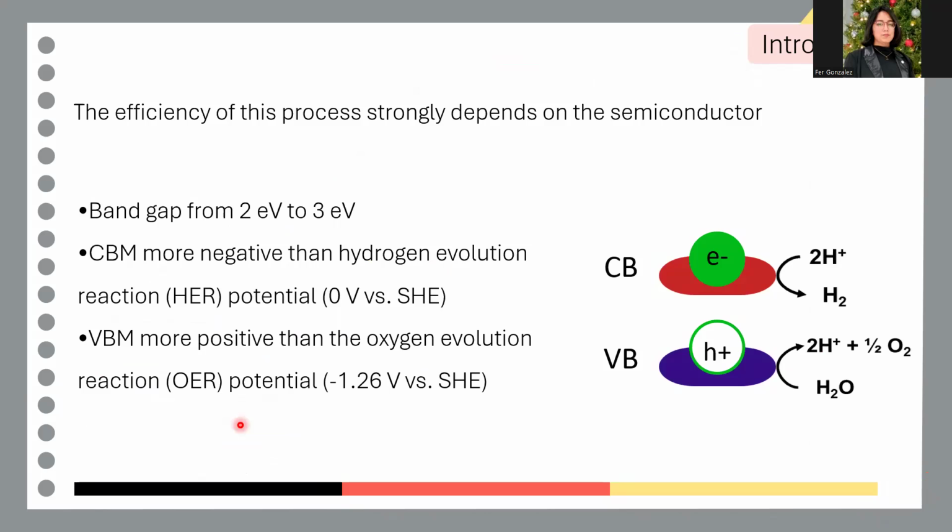The efficiency of the process strongly depends on the semiconductor. Because it works as a working electrode, a band gap from 2 to 3 electron volts is needed, with a conduction band minimum more negative than the hydrogen evolution reaction potential, and the valence band maximum needs to be more positive than the oxygen evolution reaction potential.